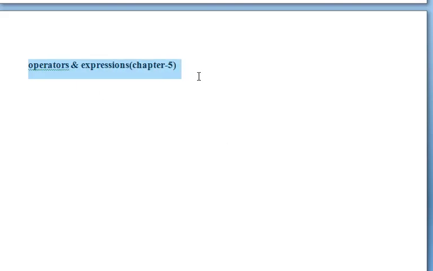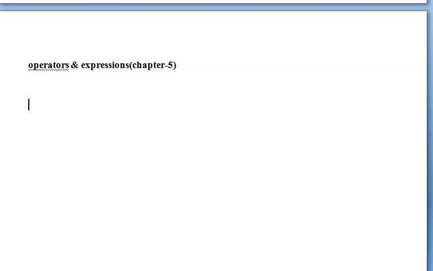Now, what do you mean by an operator? An operator asks the compiler or interpreter to perform a specific type of operation and produce the final result. It is a symbol and sometimes a keyword also.